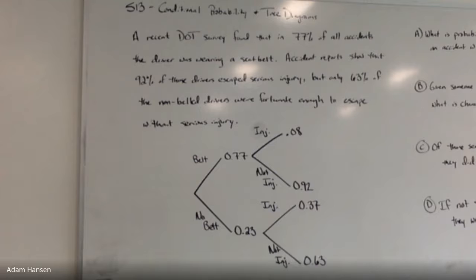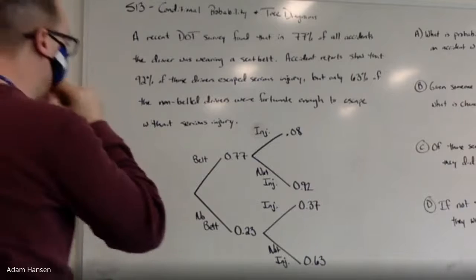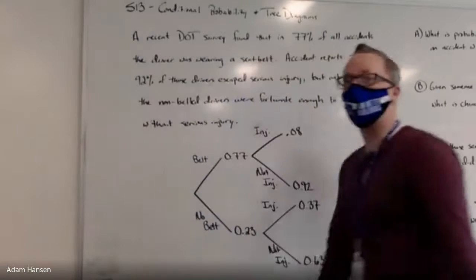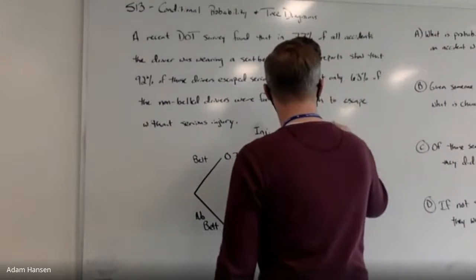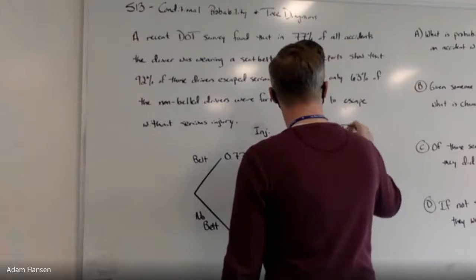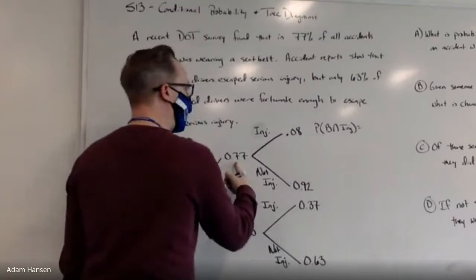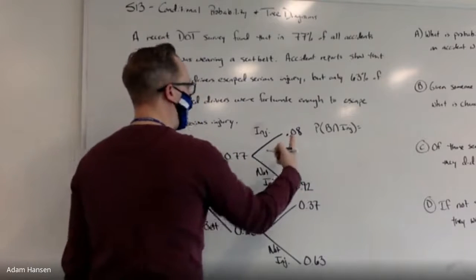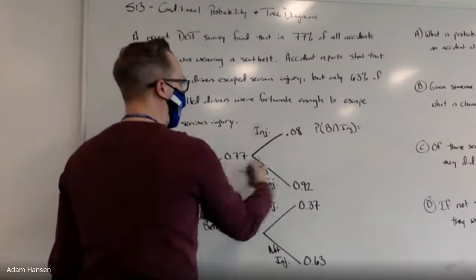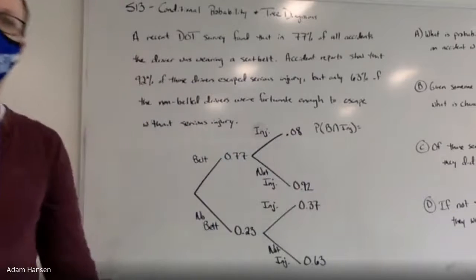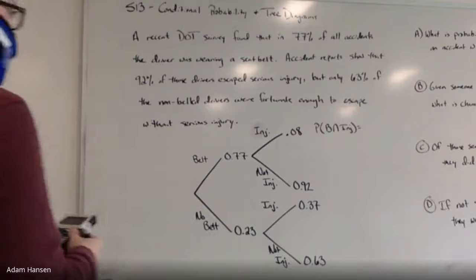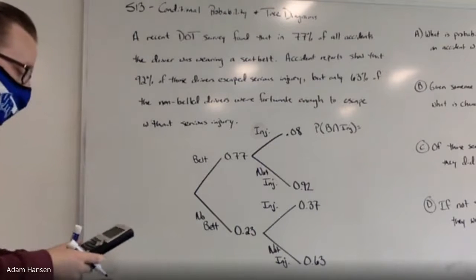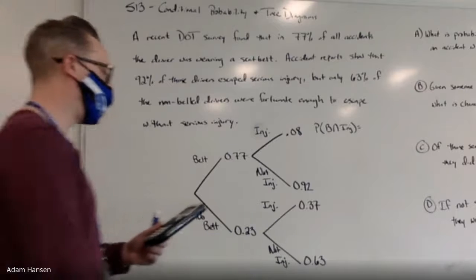All right, we've got all of the probabilities from the description put on the tree diagram. Now let's start multiplying. What's the probability that you were belted and injured? Well, I'm going to take 77% times 8%. I want this and this to happen. So I take 77% times 8%. What proportion of all these drivers fell into these four respective categories? 0.77 times 0.08 is 6.16%.